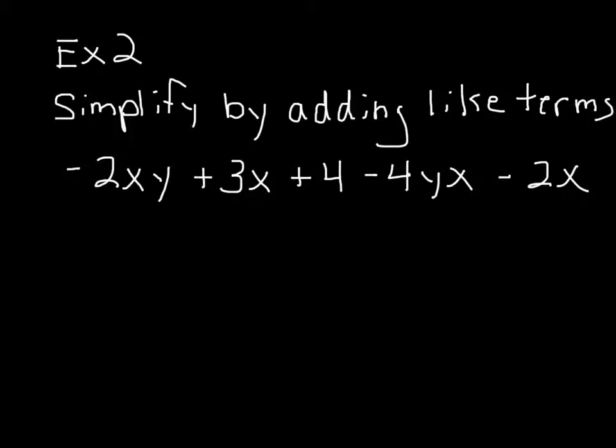All right, in example 2, I want you to write this down along with the directions. Since we've just finished describing what like terms are, now let's combine like terms. Let's simplify by adding them. As I look at this expression, negative 2xy plus 3x plus 4 minus 4yx minus 2x, I have 1, 2, 3, 4, 5 terms.